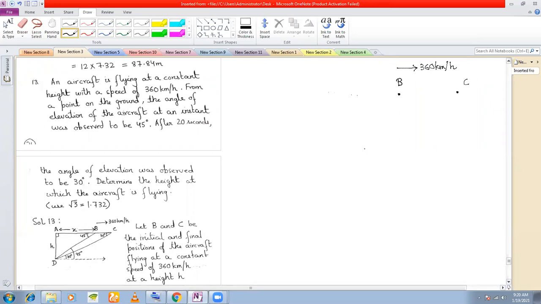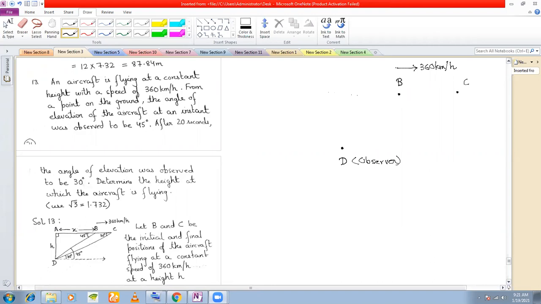But the angles are also given here. The angle of elevation from this point. Let's say this is my point here. Angle of elevation means that the observer is at this point. Let's call this point D. Here my observer is situated. From the point D, the angle of elevation is first observed to be 45 degrees and then 30 degrees.